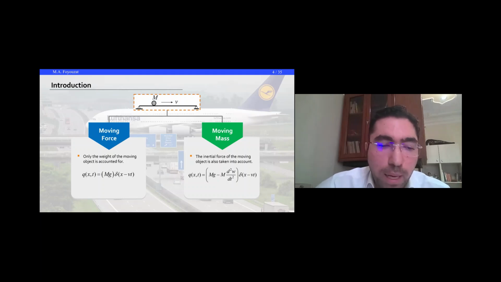Assume that an object of mass m is moving with a constant velocity v on a beam-type structure. In the first approach, only the effect of the object's weight, that is mg, is considered in the loading, as you can see. However, in the second approach, in addition to the weight term, the term corresponding to the inertial effect of the mass is also included in the load. Here, W represents the vertical deformation of the beam.